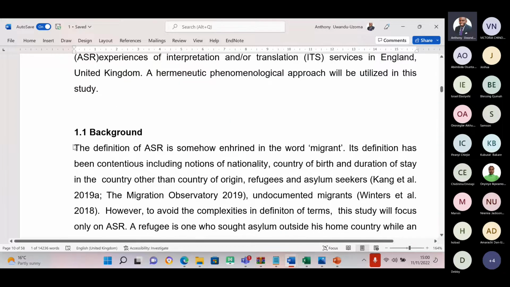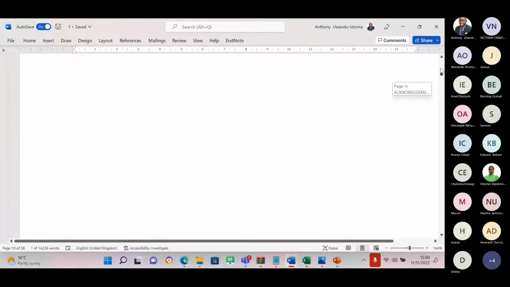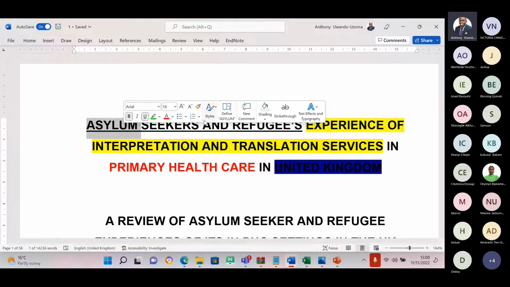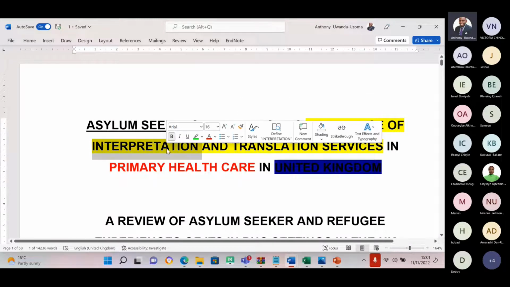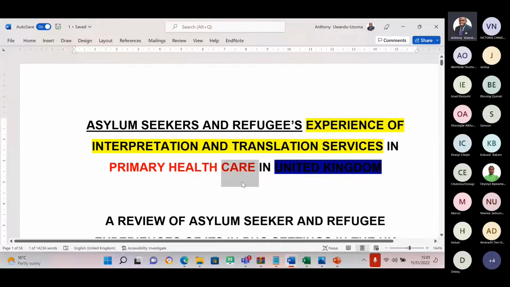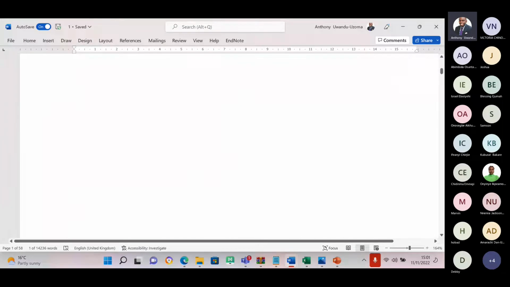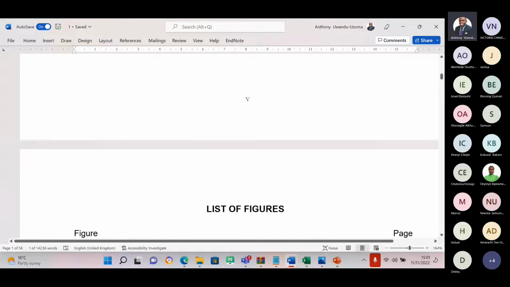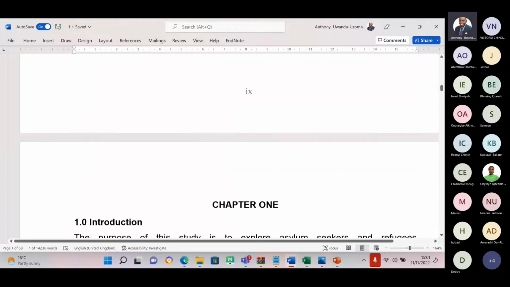Your background should involve the definition of the major concepts in your title. So what are the major concepts in my research here? I need to define who is an asylum seeker and who is a refugee. I need to define what interpretation services are. What do I mean by that word? I need to define what I mean by primary health care. So these are the three major concepts, and I need to define them. If you're writing your background, you need to define the concepts that you have in your research. This applies for both primary and secondary.